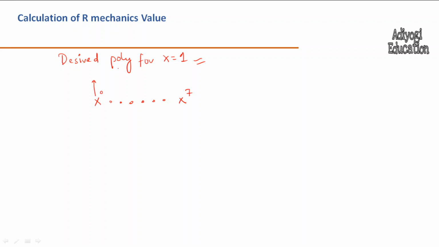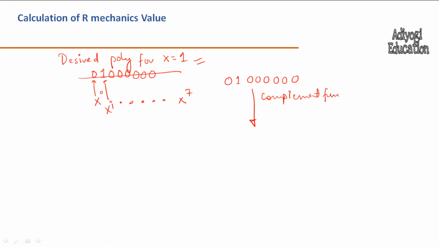X bar 0 is nothing but 0, 1, 0, 0, 0. This is due to x power 1. So we have 0, 1, 0, 0, 0, 0, 0, 0. Now you complement this function, which will be 1, 0, 1, 1, 1, 1, 1, 1.